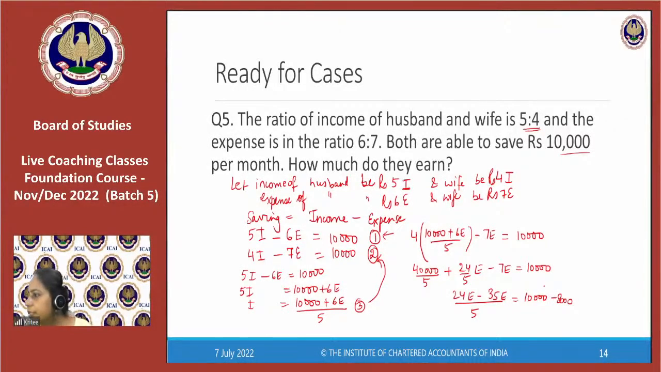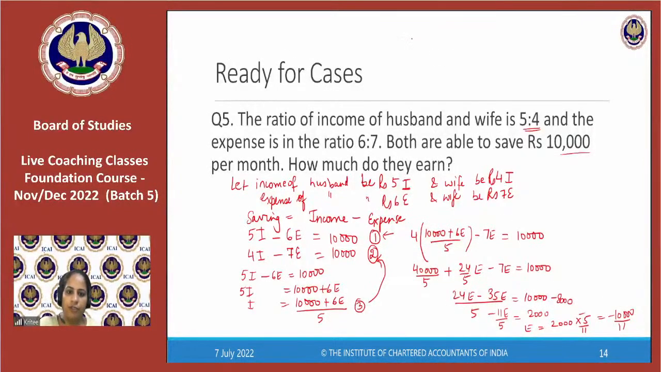I think there's some mistake in the question. Because I'm getting an expense of negative value, there is a chance that the question is incorrect. Okay, so we get E as a negative value. 2,000 into 5 by 11, that's minus 10,000 by 11.